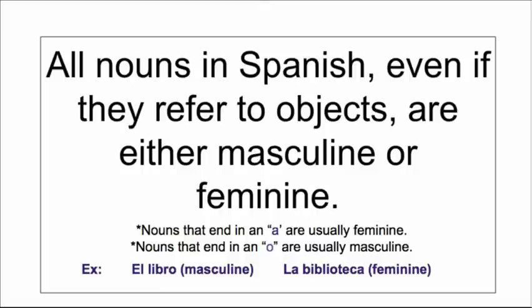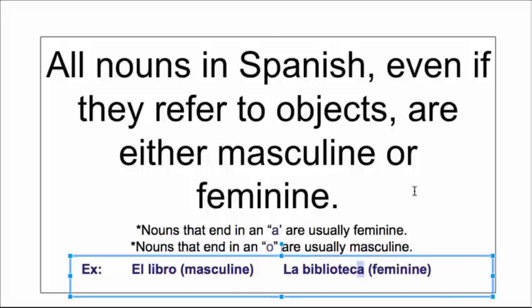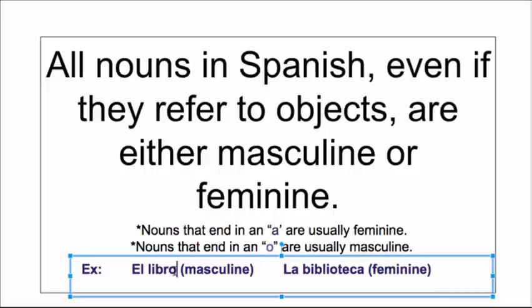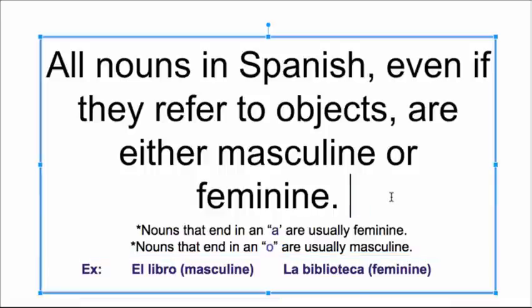It's important to note here, as we learned in class earlier this week or last week, all nouns in Spanish, even if they refer to objects, are either masculine or feminine. So, nouns that end in an A are usually feminine, like la biblioteca, and nouns that end in an O are usually masculine, like el libro. This doesn't mean that the library is for girls or girly. It just means the word for library is feminine.